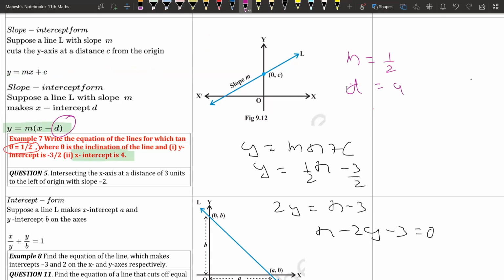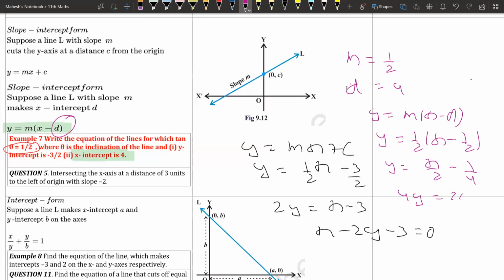So replacing this, first I'll write down the formula, y is equal to m(x minus d). Y will be as it is, because it is the general equation here. M is what? M is half, and x minus d, that is x minus 4... So y is equal to, this will give you x/2 - 1/4. Or you may simplify it and write this as 4y is equal to 2x - 1. So this is 2x - 4y - 1 = 0. So we got this being the equation for the second answer, and this for the first answer.